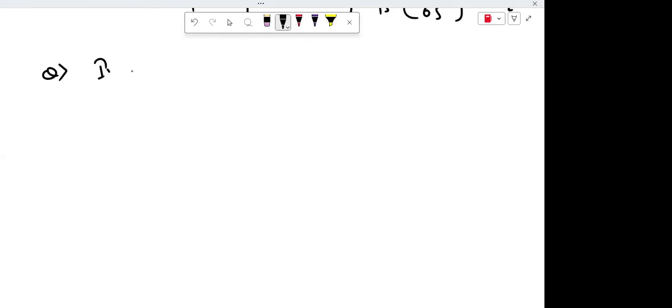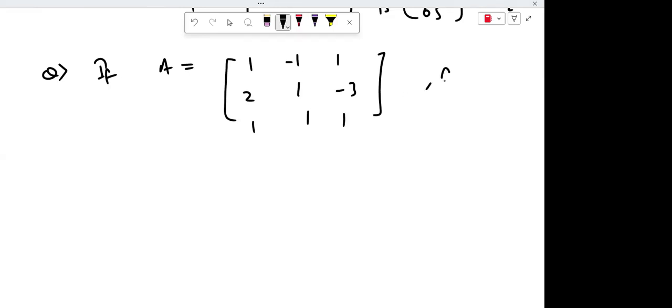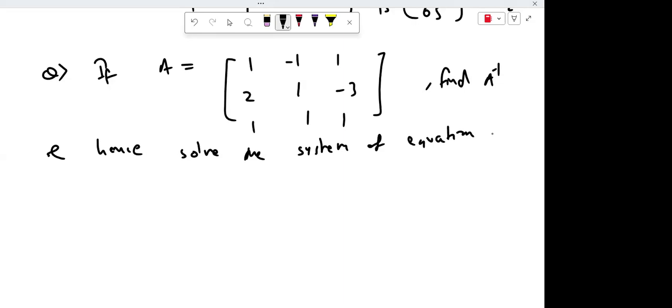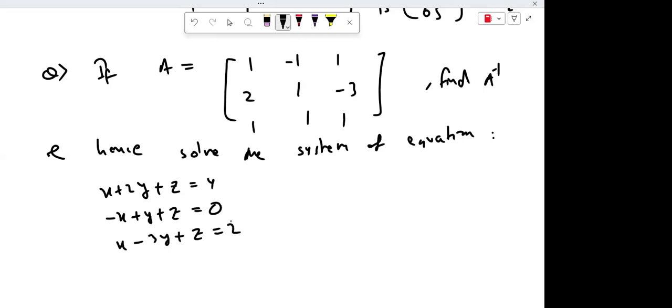We have, if A equals 1 minus 1, 1, 2, 1 minus 3, 1, 1, 1. Find A inverse, and hence solve the system of equations: x plus 2y plus z equals 4, minus x plus y plus z equals 0, x minus 3y plus z equals 2.